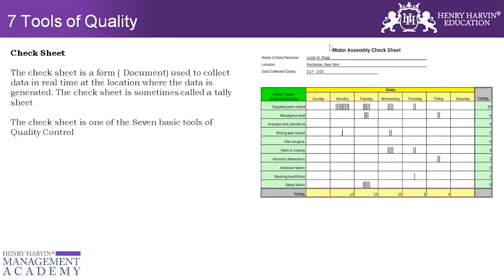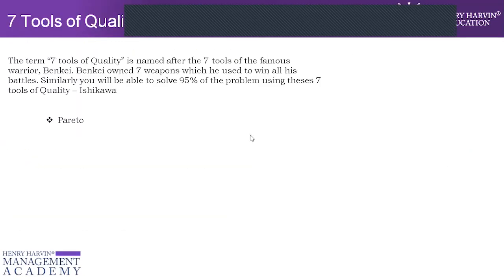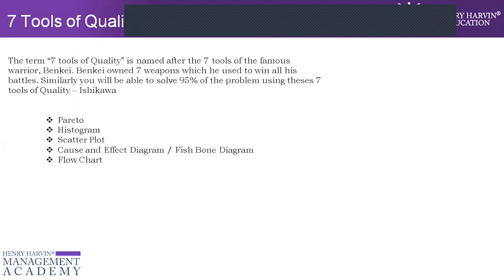There are some more tools left which we will cover in the lean part as well. So there is a lean training that we will do, wherein we cover those tools as well. However, from the 7 quality tools perspective, we covered Pareto, histogram, scatter plot, cause and effect diagram, which is the fishbone diagram, flowchart, and check sheet. The control chart will be covered in the control phase of Six Sigma.